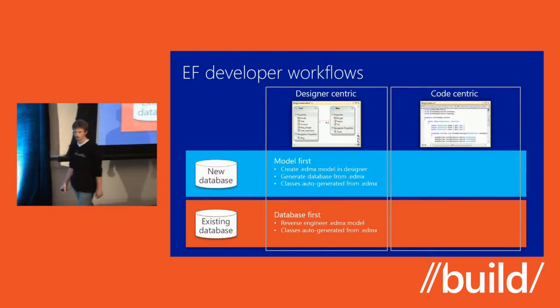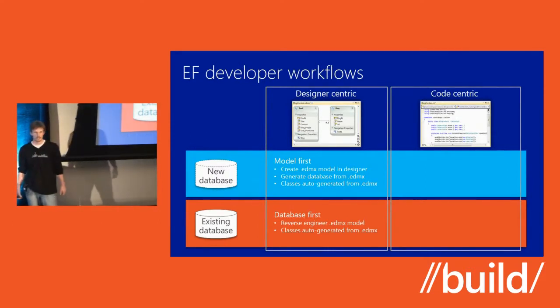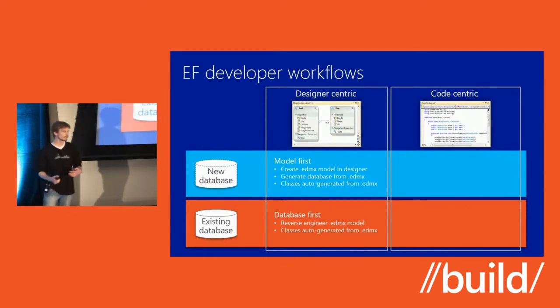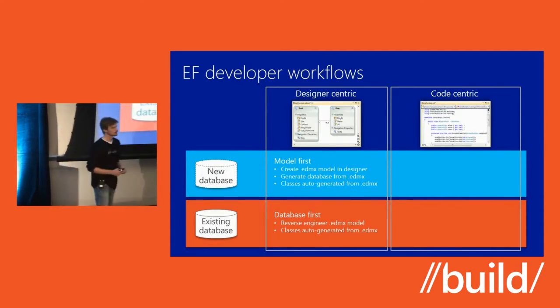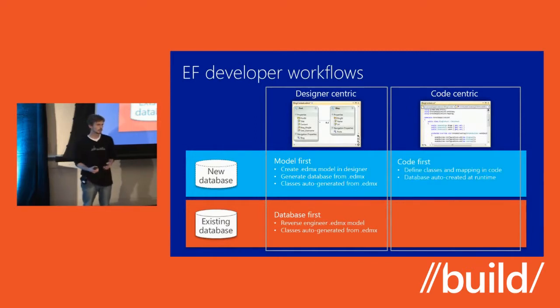Our next box is database first. In this one, we still use the designer, but instead of starting from scratch, we get the designer to reverse engineer a model from a database. We can then tweak the shape of the model or the way it maps to the database. And again, the classes that we're going to interact with when we write code are also generated from the model.